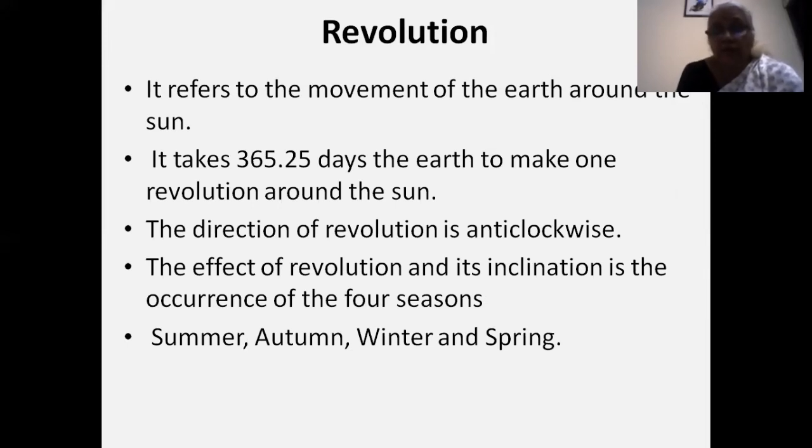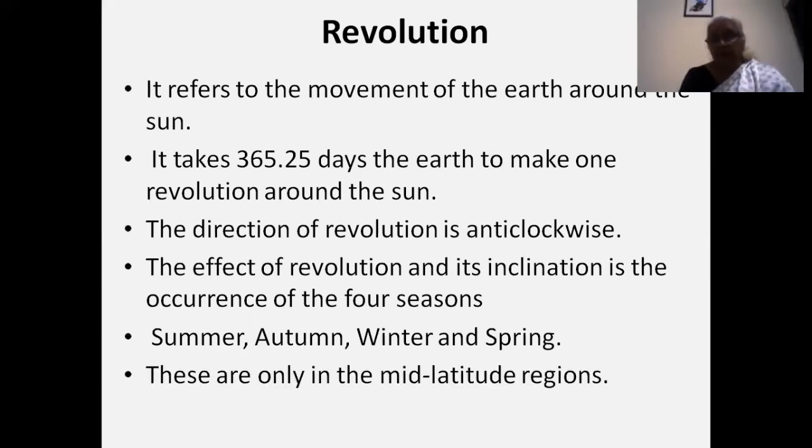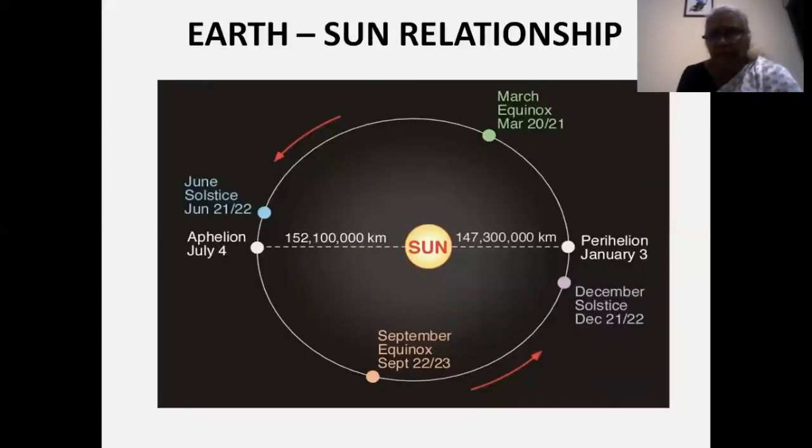It's only because we have an axis that is tilted at 23.5 degrees to the right that we have the four seasons: summer, autumn, winter and spring. Now these four seasons are only found in the mid-latitude regions, which I told you earlier are the temperate regions. If you go to the tropical regions, we have mostly summer, and if you go to the polar regions, it is mostly winter. So that's the Earth's rotation and revolution.